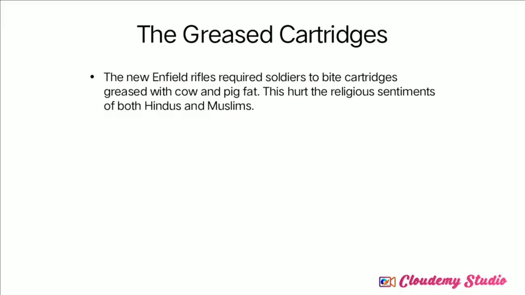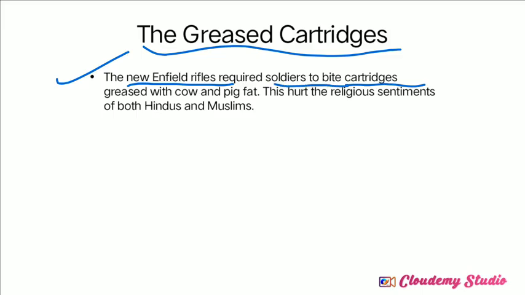Okay, yes. So first, the greased cartridges. Greased cartridges means the new Enfield rifles. The Britishers introduced new Enfield rifles to their army. Commonly, the Britishers were introducing modernized weapons, and at that time only the British army was modernized, correct? That's another measure taken by the Britishers, the introduction of Enfield rifles. When they introduced the Enfield rifle, it was compulsory to open the rifle cartridges by biting them. So soldiers had to bite the cartridges to open them.